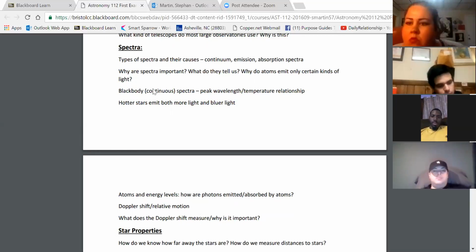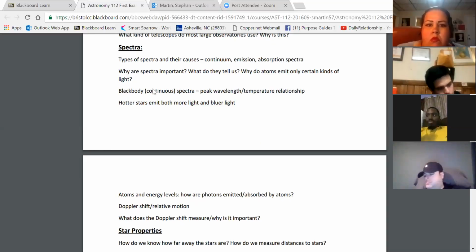So you can tell what a cloud's made of both by the lines that it emits when it gets hot, which is the emission spectrum, or the lines that it absorbs when a rainbow passes through it, which is an absorption spectrum. Either way, it tells you what the cloud's made out of. Okay. Any questions about that? So just know 3 different types of spectra, what they look like, and why they're important.